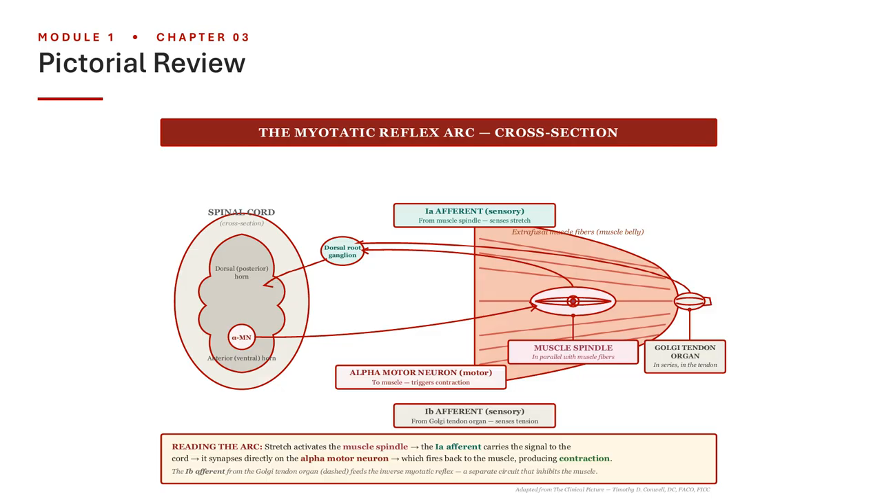IA afferent, fast, heavily myelinated, monosynaptic connection to the alpha motor neuron. Alpha motor neuron, lower motor neuron, final common pathway, cell body in the ventral horn. The synapse. One synapse in the ventral horn between 1A afferent and alpha motor neuron. The efferent, alpha motor neuron axon traveling to the muscle via ventral root and peripheral nerve. If you can picture all of these in anatomical relationship to one another, you're ready for the next section.